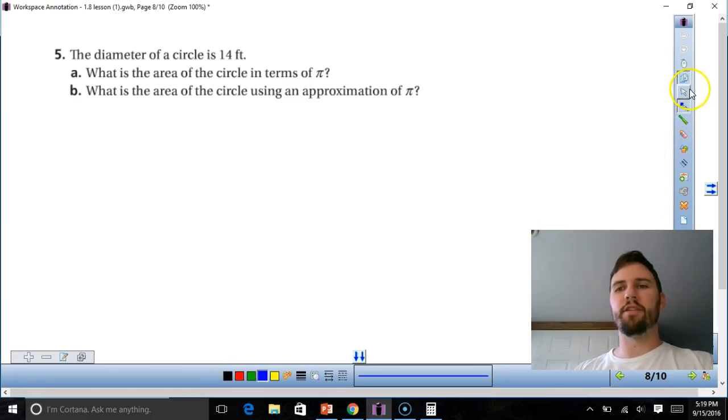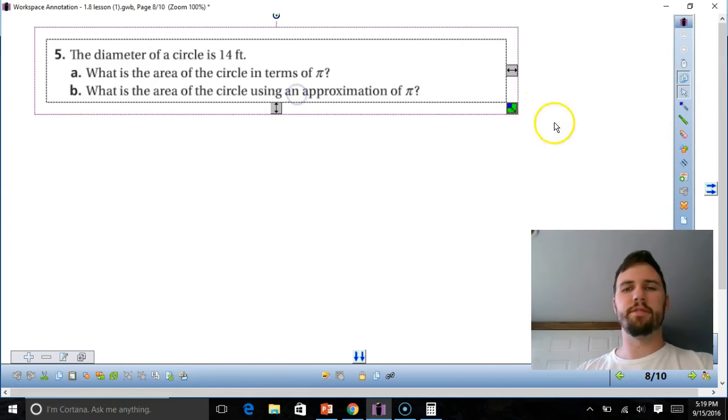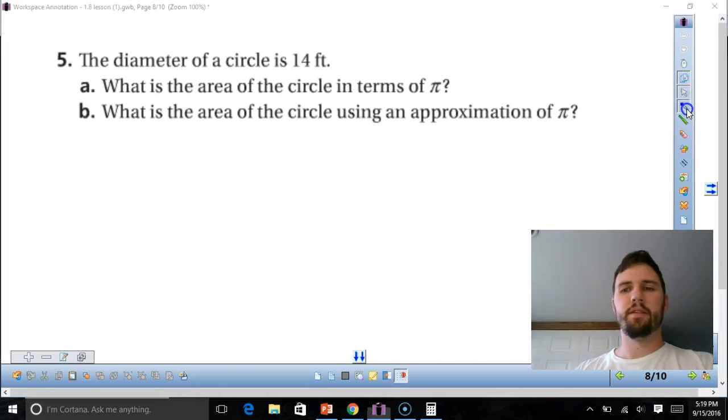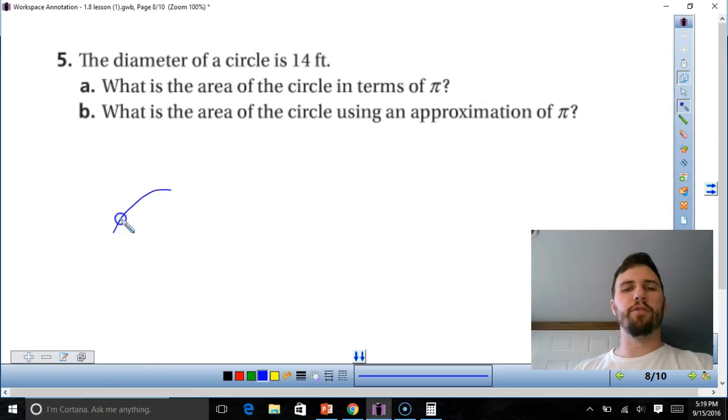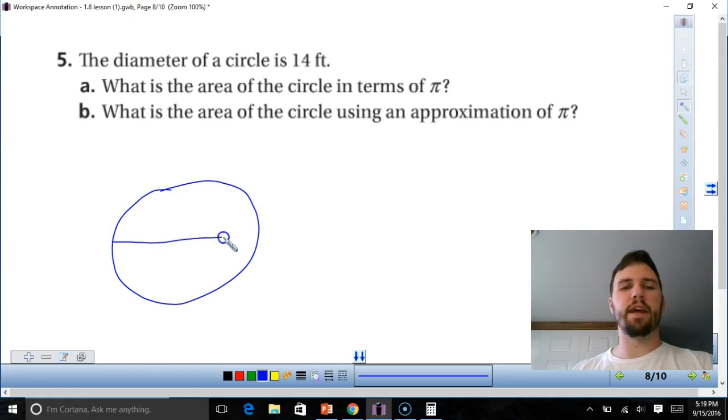All right, now we're given another circle. Just tons of examples. Diameter of a circle is 14 feet. So diameter is all the way across. It looks like a Pokeball. It's sad that that's the world we live in now.